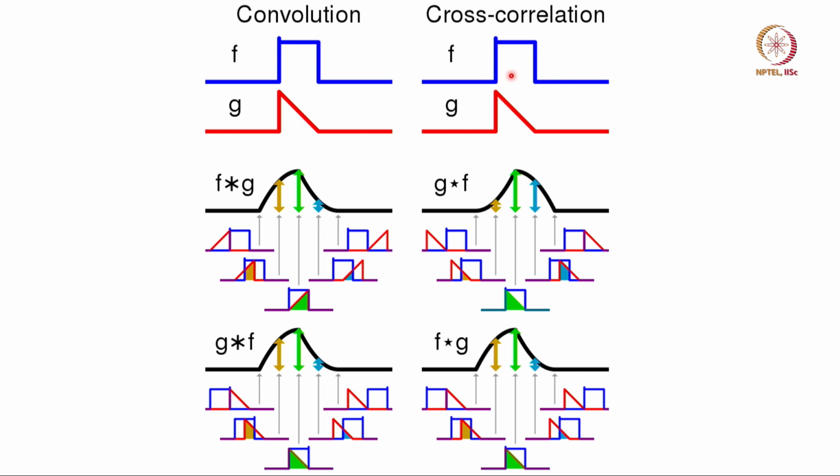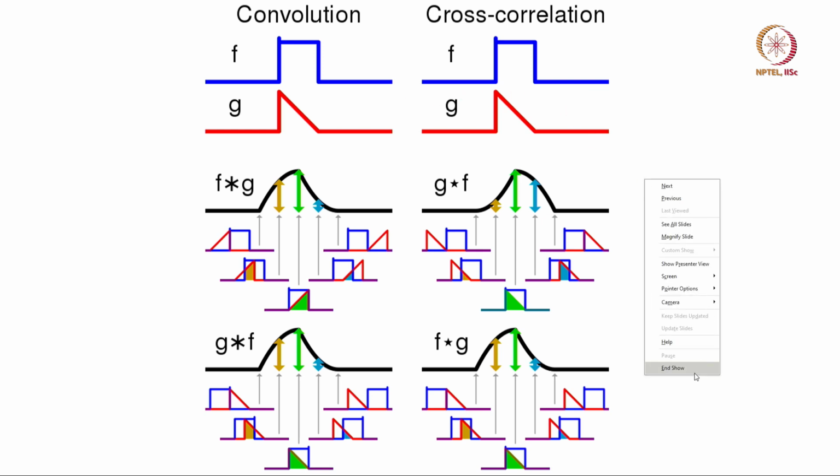Similarly, there is another operation called cross correlation, where you do not take minus g, you take only plus g, and then you directly start sliding this triangular entity over this function f. And then you look at the overlap integral. So, that is cross correlation. People confuse convolution with cross correlation and so on and so forth. But this is the mathematical operation of convolution.